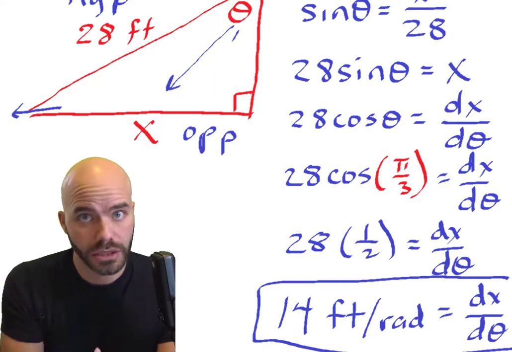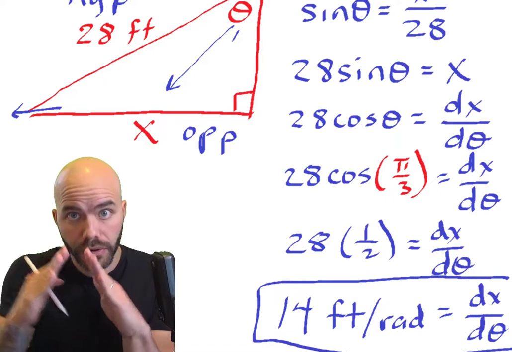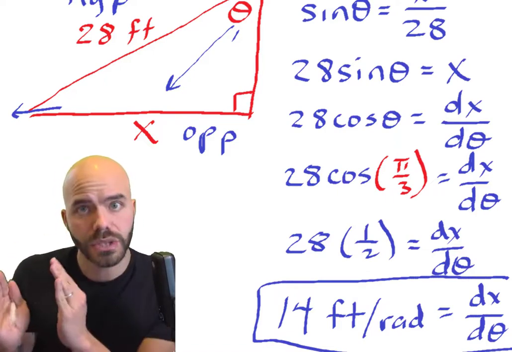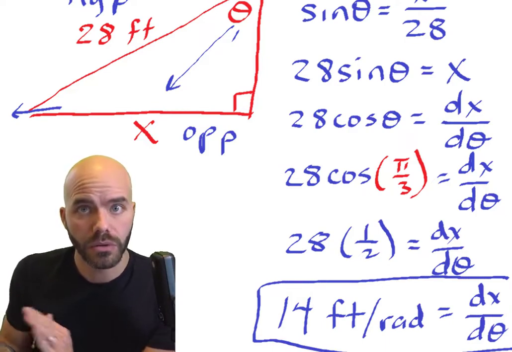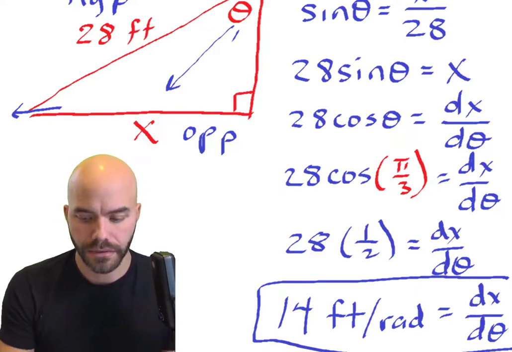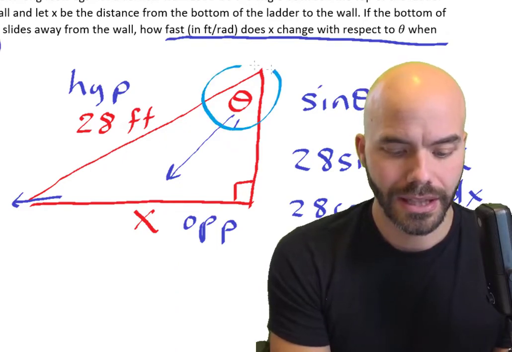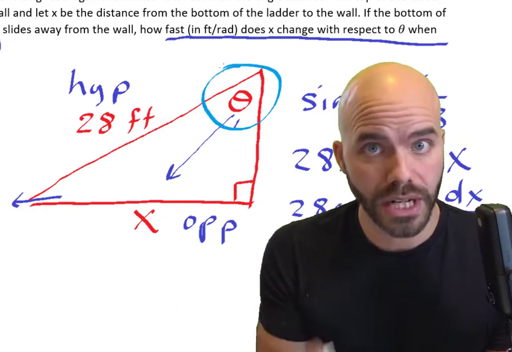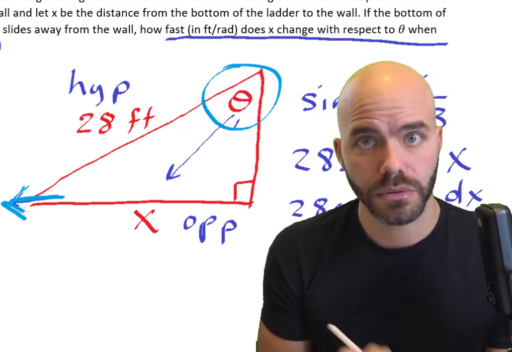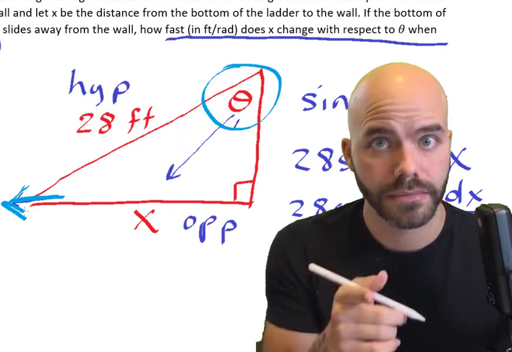That's how you would interpret this. As that angle gets bigger by 1 radian, the foot of that ladder is sliding 14 feet away from that wall, right? So the distance is getting greater. So if I scroll back up to the picture, as this angle increases per radian, x is going to increase by 14 feet. So dx d theta is 14 feet per radian. On to the next one.